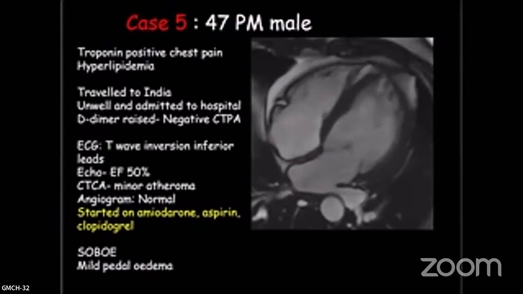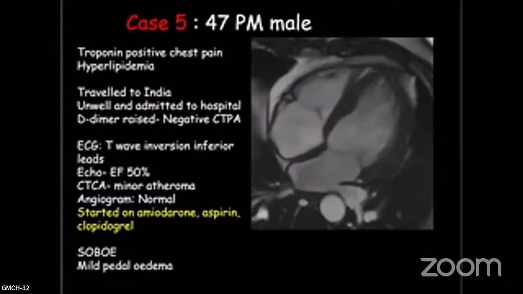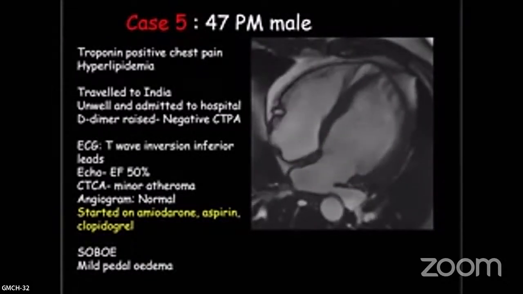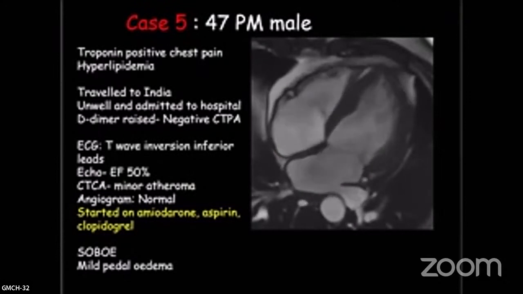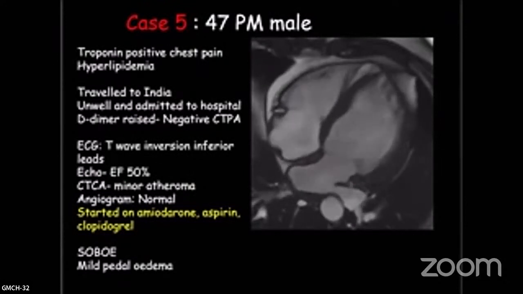He was seen in one hospital, and a CT coronary angiogram was performed, which showed minor atheroma. With ongoing symptoms, he presented to another hospital, and they did a coronary angiogram, which also did not reveal anything, unsurprisingly. He was started on antiplatelet agents and then sent to us for further assessment.